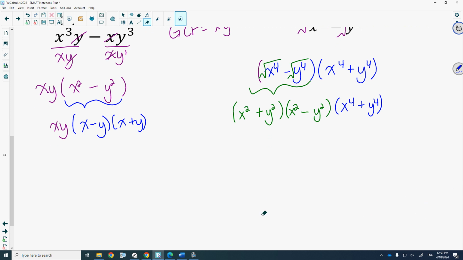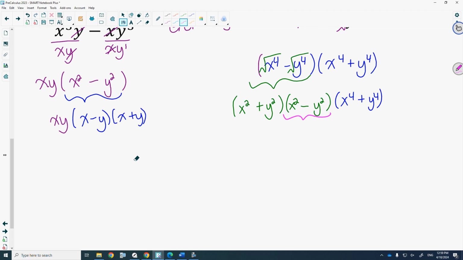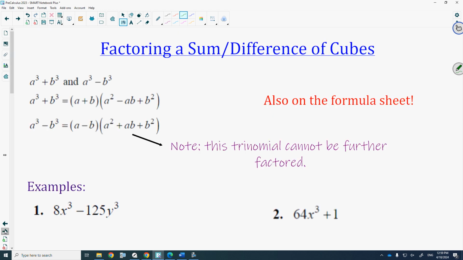So the one that could be further factored would be, there's a difference of squares right here. These can't be difference of squares because remember, it's got to be a difference. So we need a minus in order for it to be difference of squares. So this could be factored to x minus y, x plus y. And then I had x to the 4 plus y to the 4. And then I have x squared plus y squared. Okay? So that, for the most part, should be a review, difference of squares.